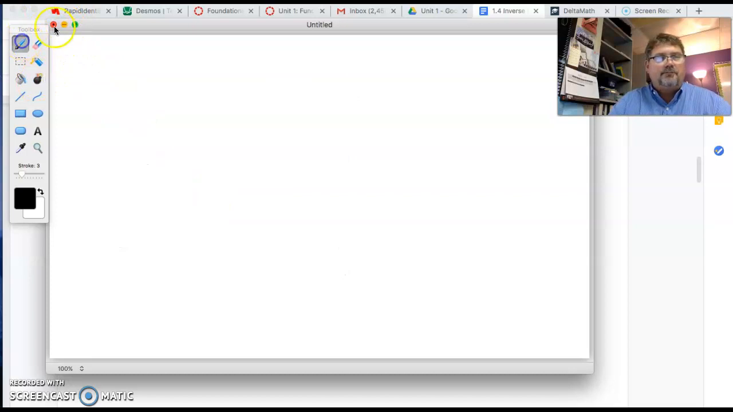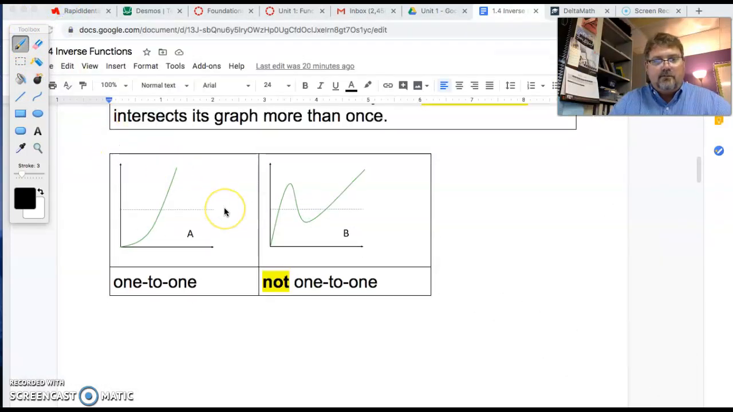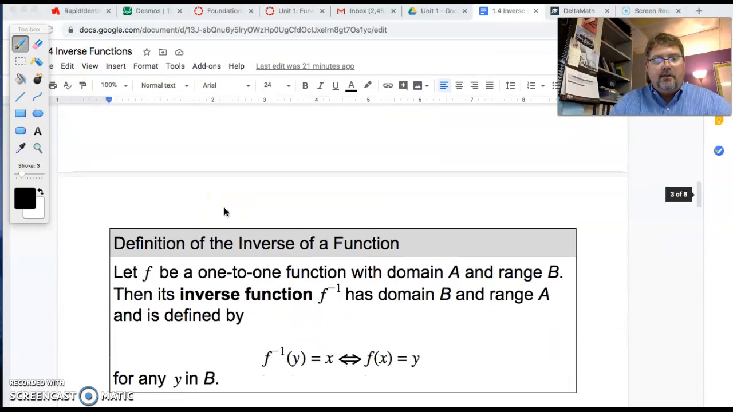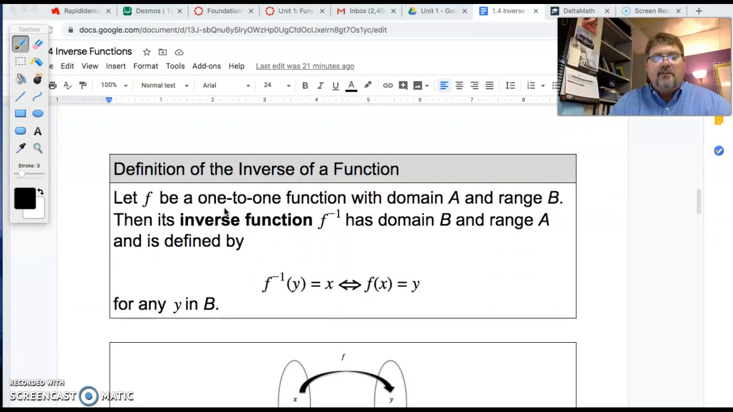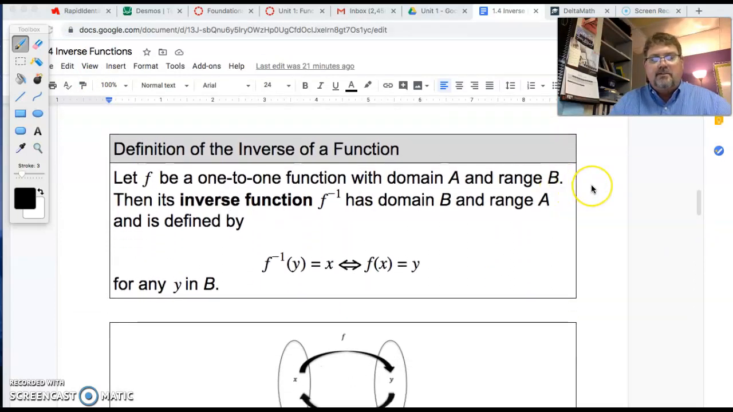All right, so that's one test that would have to run. Now, definition of an inverse function. Here's the definition in strict terms. Let f be a one-to-one function with domain A and range B. Then its inverse function, here's that notation I told you about, has domain B and range A and is defined by this expression right here.